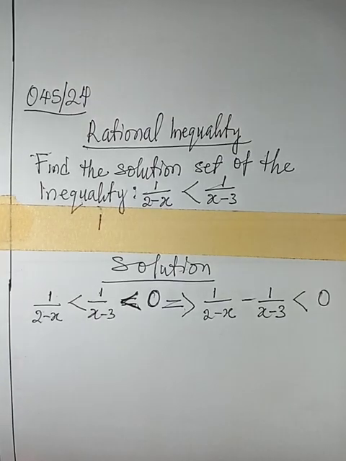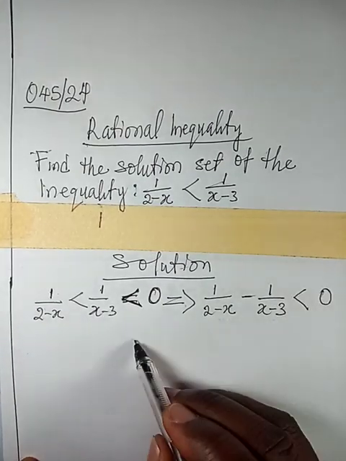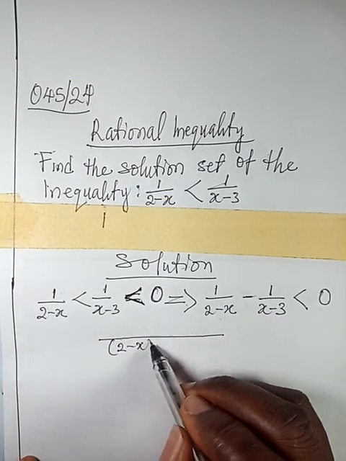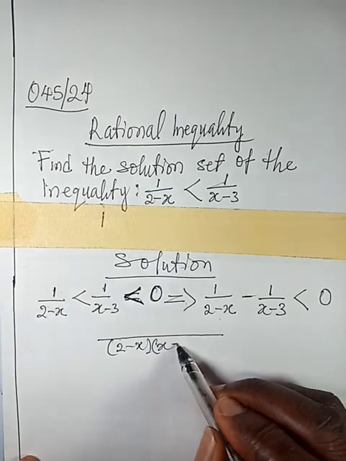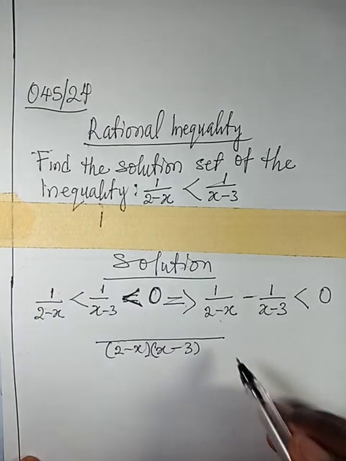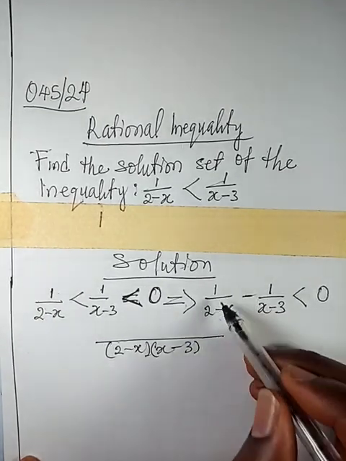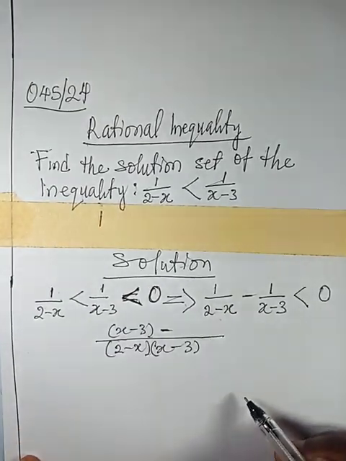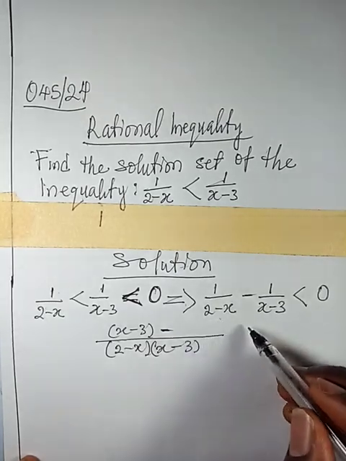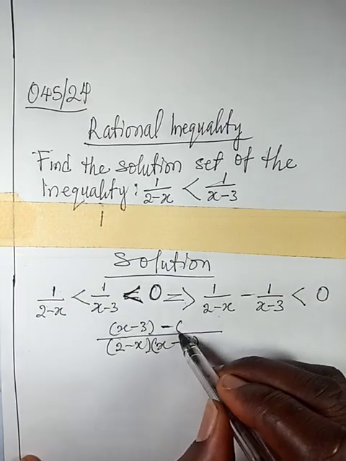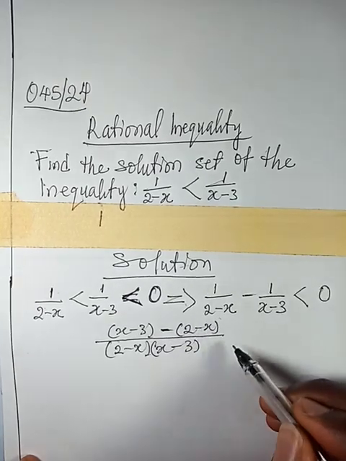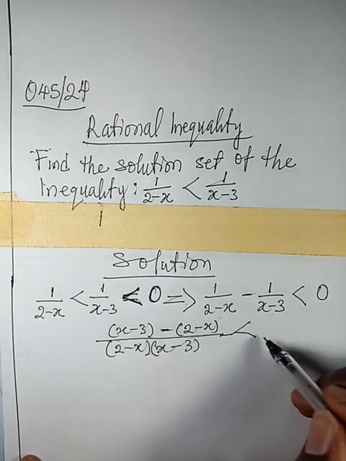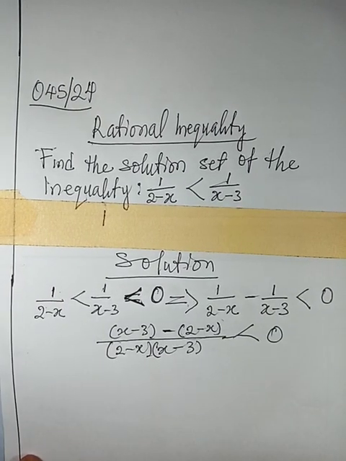Now we are solving this. The LCM of this is the product of these two, 2 minus x into x minus 3. This divided by this will cancel this, so this will multiply this, so you have x minus 3. Then this is minus; this divided by this will cancel this, so this times this will give me into 2 minus x. Notice the importance of using this bracket. If you don't, you will probably end up making a mess of what you're doing.